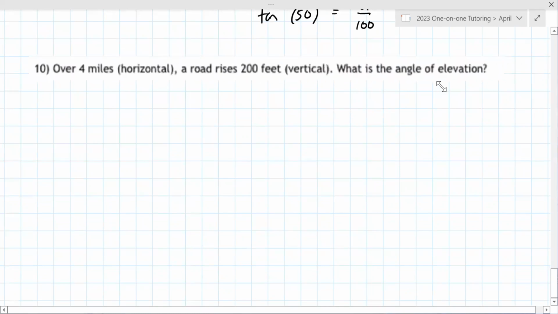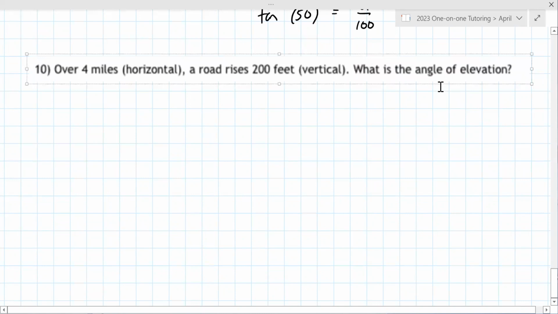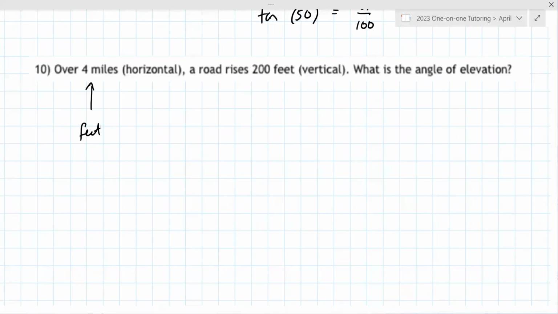All right, over 4 miles horizontal, a road rises 200 feet vertically. Again, there's going to be an issue with unit conversions, so you want to probably turn this into feet. Do you want to solve this completely for me? Ask me some questions if you have any along the way. Sure.